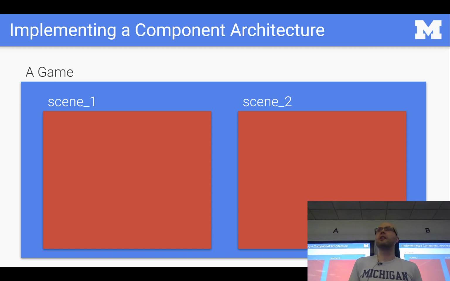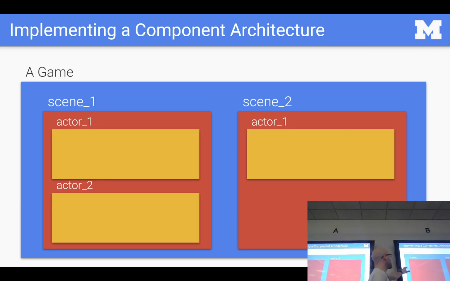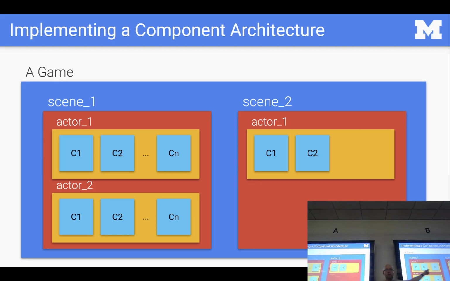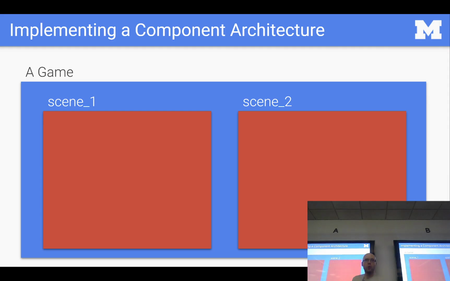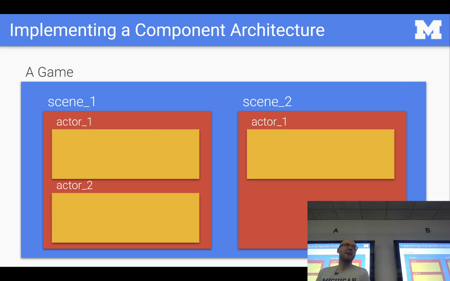If you think about all the things that comprise a game, a game is a series of scenes. You might think of a scene as a level or a map. Remember the theater motif. We have multiple scenes in our game. Each of these scenes is going to have multiple actors. Again, the theater motif. But what is an actor? An actor is a container for components. So we have a game, which is a container for scenes. Each scene is a container for actors, and each actor is a container for components.